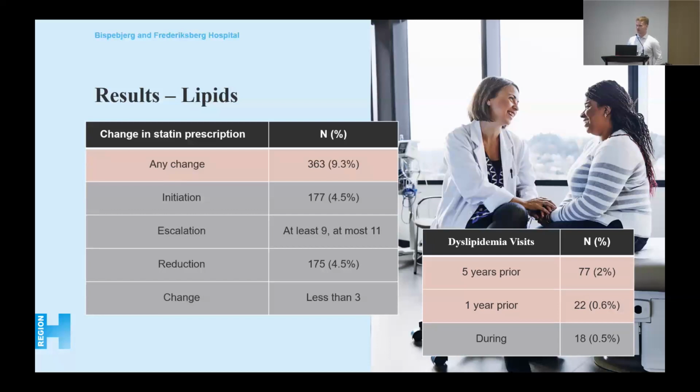As for infections, we found very few dyslipidemia visits during treatment with baricitinib.